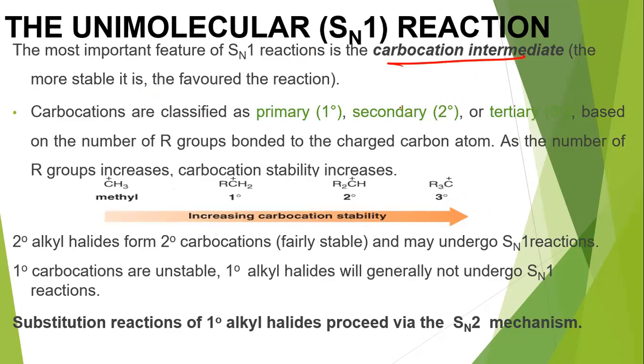Now we are saying that the most important feature of the SN1 reaction is the formation of the carbocation intermediate, right? Now, the more stable carbocation is favored. I've explained that already. Good.